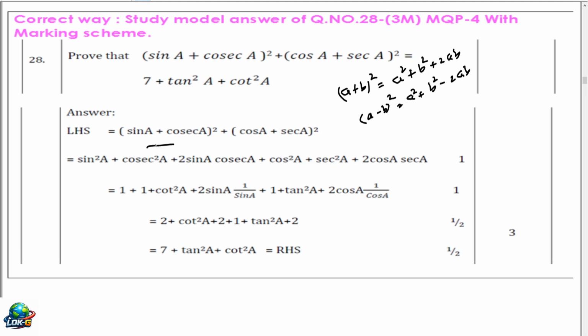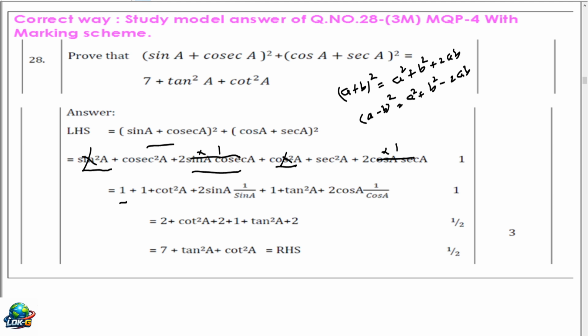(sin A plus cosec A) whole square is sin square A plus cosec square A plus 2 sin A into cosec A, plus cos square A plus sec square A plus 2 cos A into sec A. You know that sin A and cosec A are reciprocals, therefore you can write them as 1. Similarly, cos A and sec A are reciprocals, so you can write them as 1. Observe, sin square A plus cos square A becomes 1. That 1 we have written here. Means sin square A has gone, cos square A has gone.